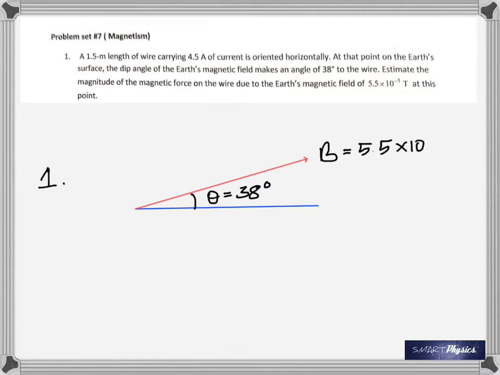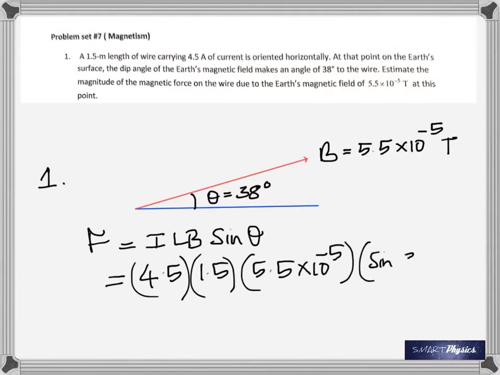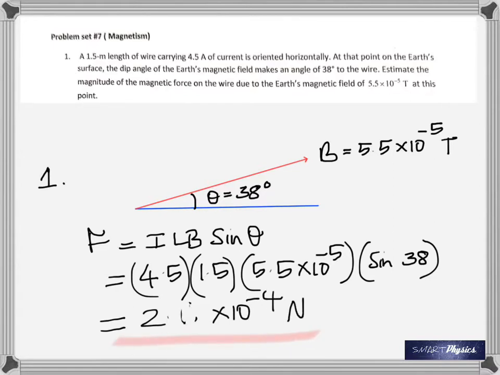So now that's the strength of the magnetic field. And the force acting is given by ILB sine theta. The current is 4.5 amperes, length is 1.5 meter, magnetic field is 5.5 times 10 to the negative 5 Tesla. Sine 38 gives you 2.6 times 10 to the negative 4 newtons.